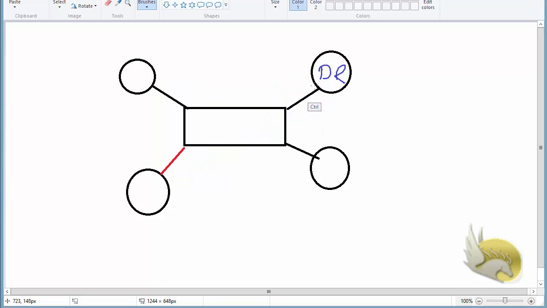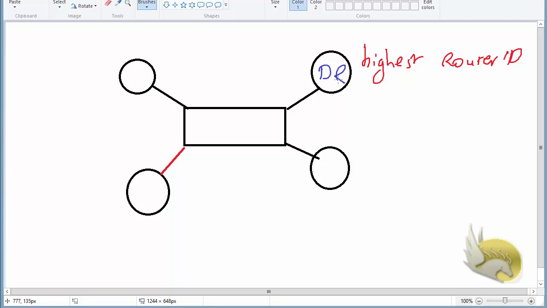How can I make sure that this router is going to be my distribution point? How can I make sure that this is going to be my designated router? What I want to do is to make sure that this has the highest router ID. And if it has the highest router ID, it is going to be designated router.